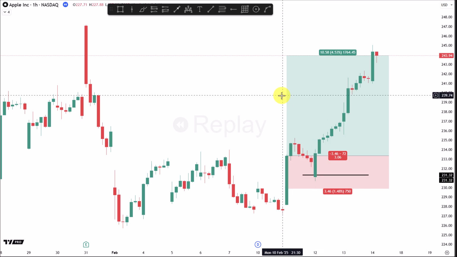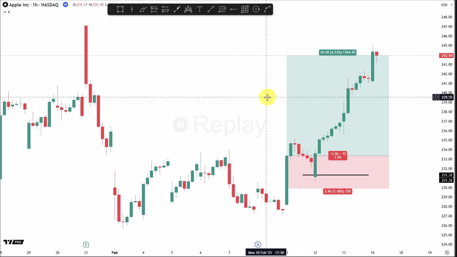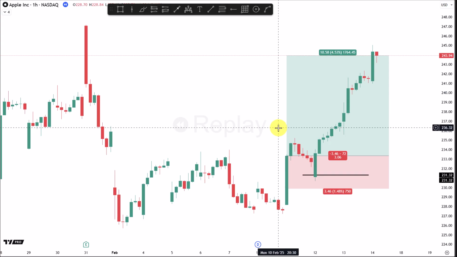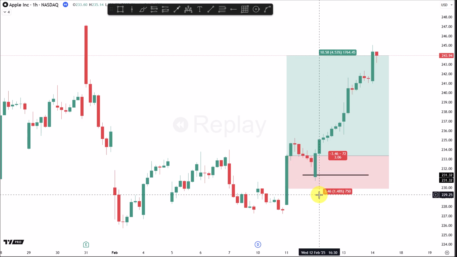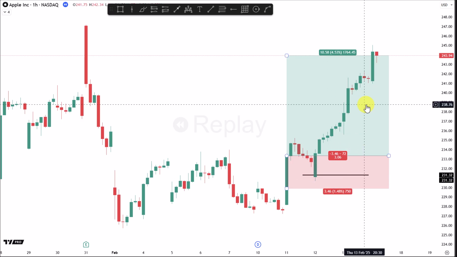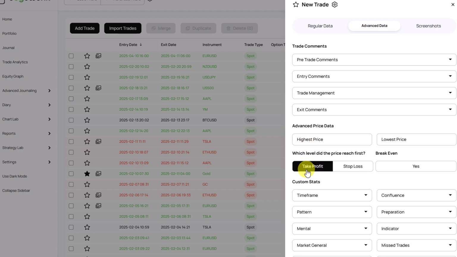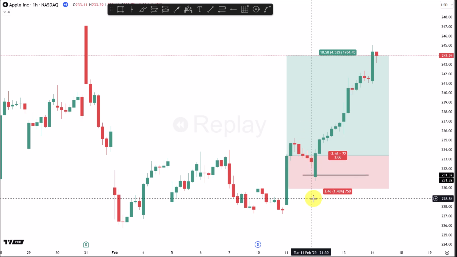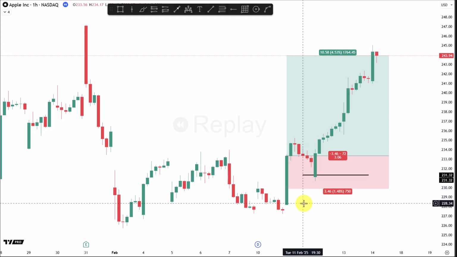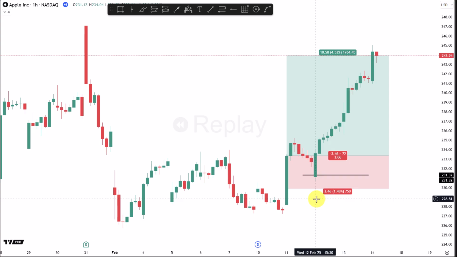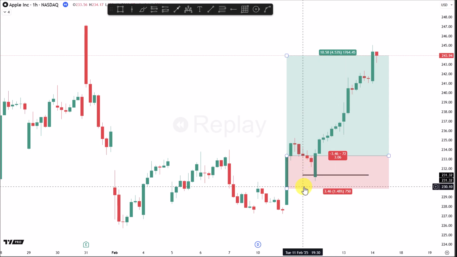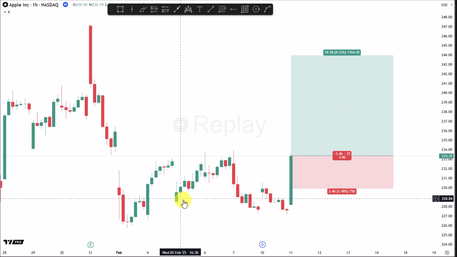So what do we do now in Edgewonk? As I said, it's very important that we always only analyze the initial target and the initial stop loss. So here the price would not have reached the initial stop loss, and therefore we still would tick this field with the take profit. The price did not reach the initial stop loss. It's really important that you understand this because this is a very common case and it's important that you have accurate data in your Edgewonk.